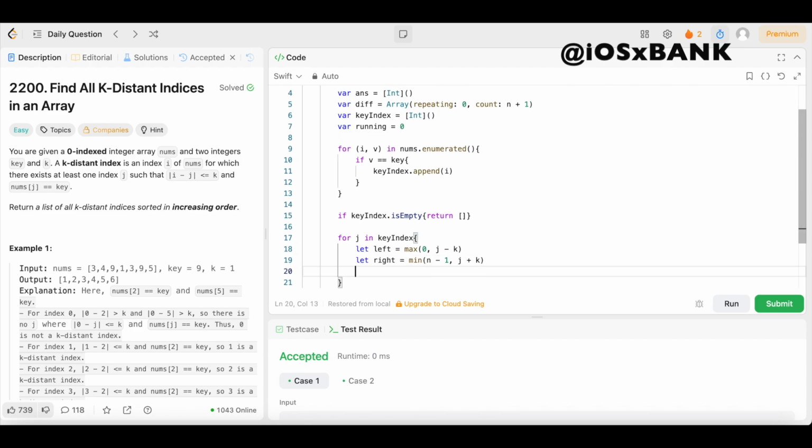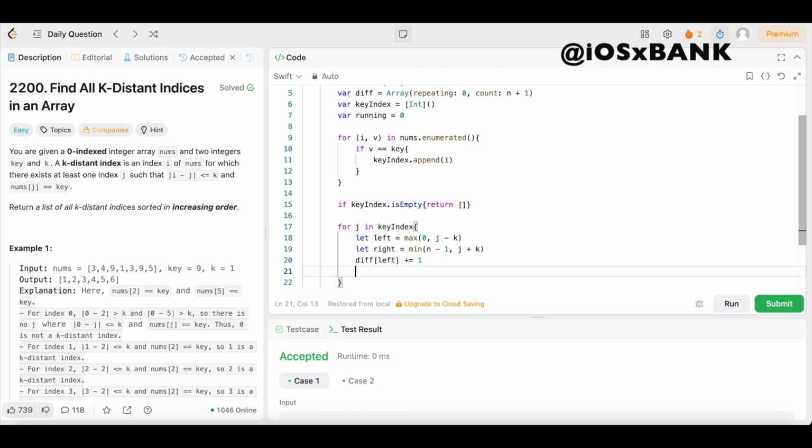Then underneath that, this is going to be the start of the range. We say diff[left] plus equals 1. Then this is going to be the end of the range. We say diff[right] minus equals 1.